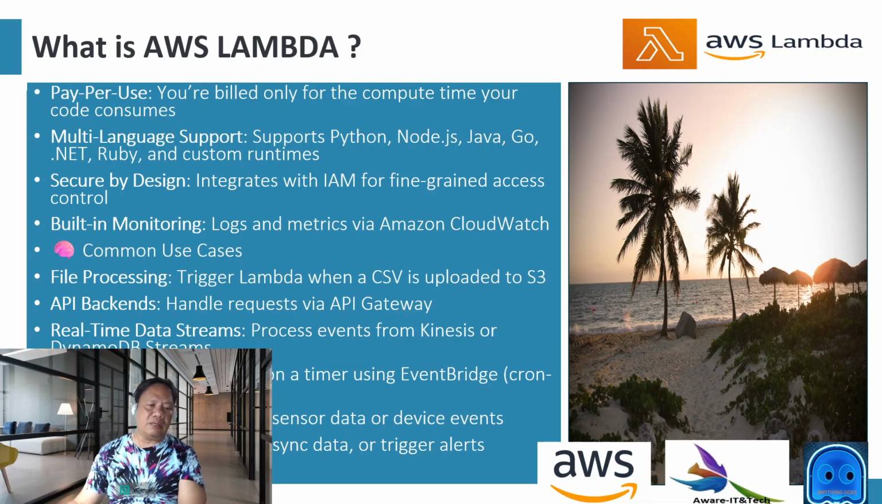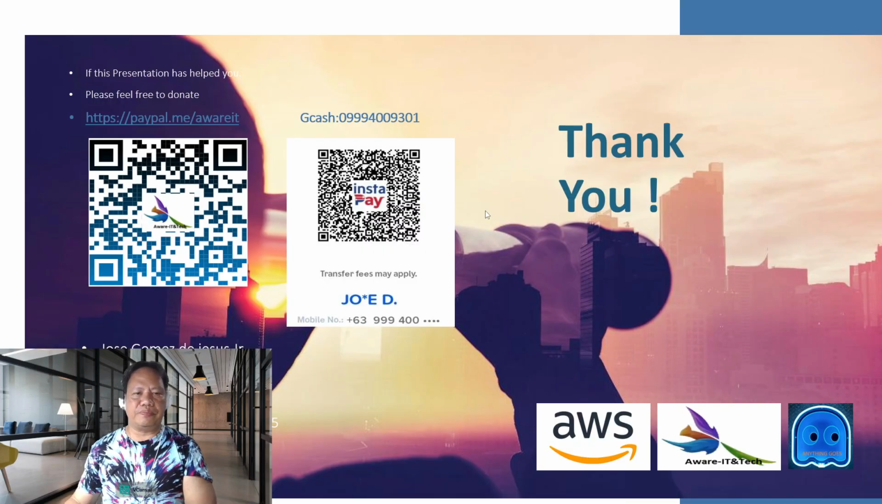And then real-time data streams, scheduled tasks. You can schedule it, or it could be an IoT workflow based on your sensors. So if your sensor sends data to S3, then Lambda can be triggered.